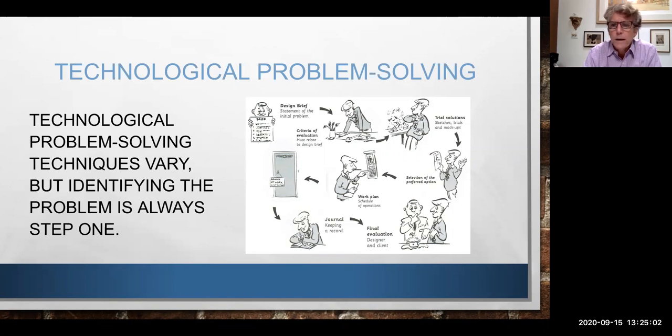So once you've created your plan, you need to execute your plan. You go in a room and you try and figure out a solution. Genius is at work, do not disturb. You journal, you keep a record of what your ideas are that you're coming up with, and then you present your solutions. You present, and the designer and the client have an evaluation of, here's my product to fulfill your needs.